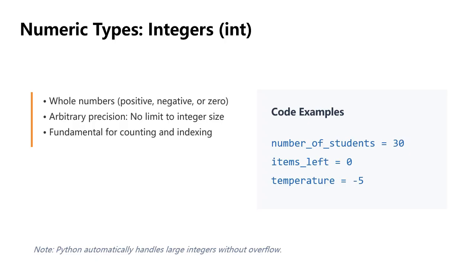Look at these examples. When we assign 30 to number of stunners or 0 to items left, Python recognizes these as integers. These are ideal for counting, indexing, or any scenario where fractional values aren't needed. Keep in mind that as soon as you add a decimal point, the type changes. We'll explore that next when we look at floating point numbers.